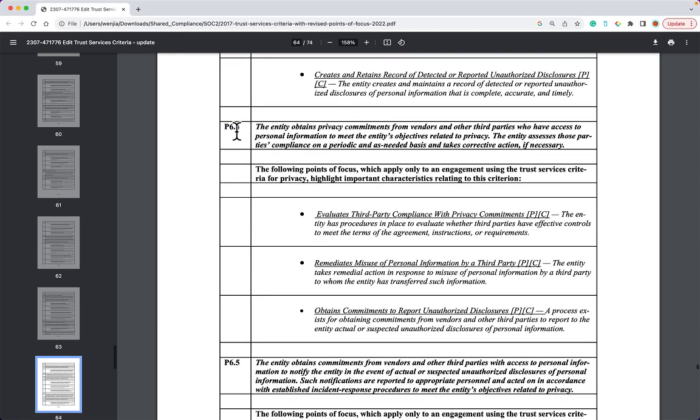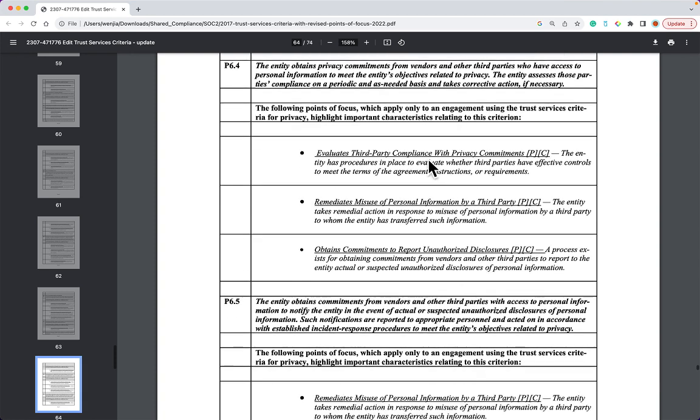P6.4, privacy 6.4, the entity obtains privacy commitments from vendors and other third parties who have access to personal information to meet the entity's objective related to privacy. The entity assesses those parties' compliance on a periodic and as-needed basis and takes corrective action if necessary.